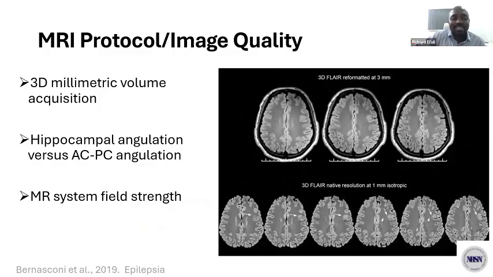Now, the importance of obtaining a good MRI image quality and adhering to the protocol is that sometimes, as we can see in these axial FLAIR images, these FLAIR images were passed as normal because they were acquired with thick slices, 3 millimeter. However, when it was reviewed at 1 millimeter slices, the lesion that was originally missed came into view, which is a focal cortical dysplasia, and it was the cause of seizure in this particular patient.